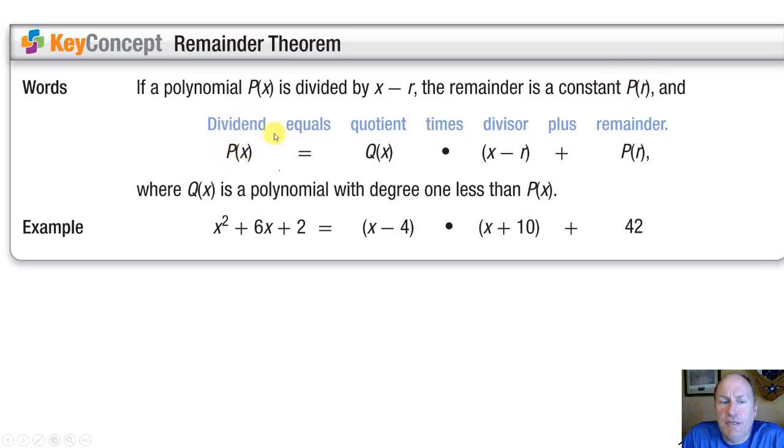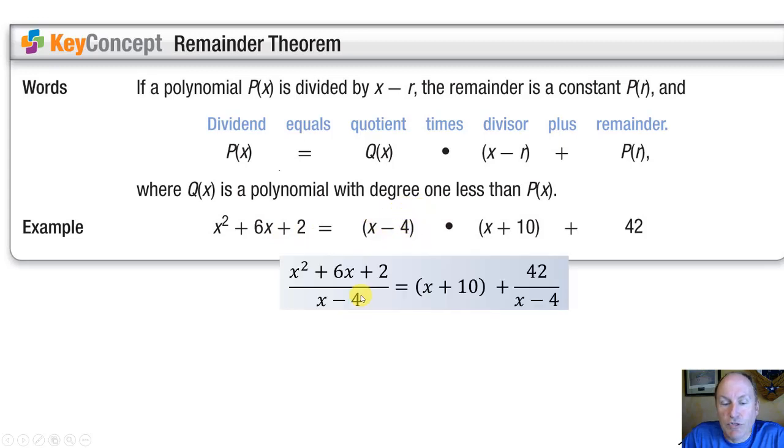In equation form, the dividend p of x, the polynomial we're looking at, is equal to the quotient, the result of the division, times the divisor itself, x minus r, plus some remainder. And that remainder is actually the value of the function at r. Looking at an example, say we have x squared plus 6x plus 2, and we divide that by x minus 4. The result through synthetic division is x plus 10 plus a remainder of 42 divided by x minus 4.